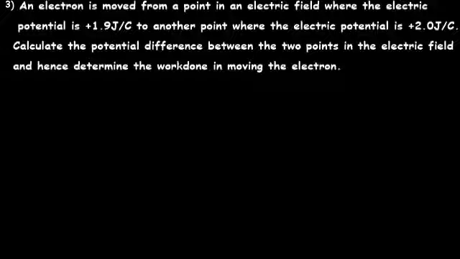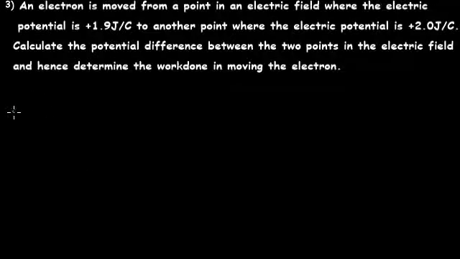An electron is moved from a point in an electric field where the electric potential is 1.9 joule per coulomb to another point where the electric potential is 2.0 joule per coulomb. Calculate the electric potential difference between the 2 points in the electric field, and hence determine the work done in moving the electron. So feel free, pause the video and try this question out.